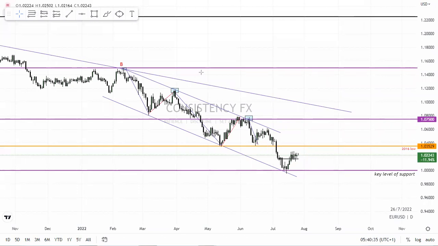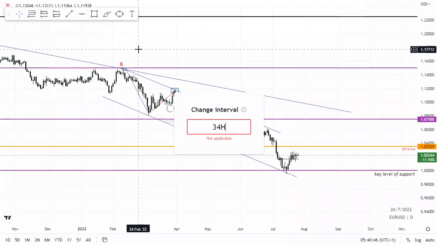So let's see what the 4-hour time frame is telling us right now. Let's go 4 hours. Okay, sorry about that, second, guys. So let's see what the 4-hour time frame is telling us now.